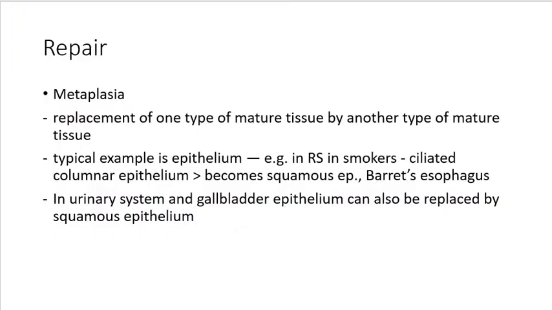Lastly, repair can sometimes include metaplasia. Basically, there will be replacement of one type of mature tissue by another type of mature tissue here. And the typical example is epithelium. In, for example, the respiratory system in smokers, you will have ciliated columnar epithelium replaced by squamous epithelium. And in the urinary system and gallbladder, it can also be replaced by squamous epithelium.